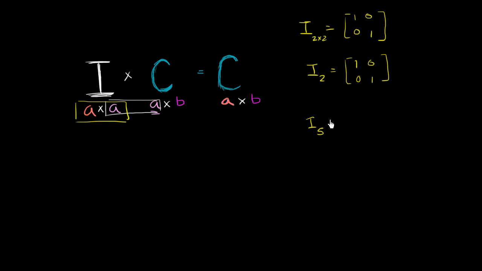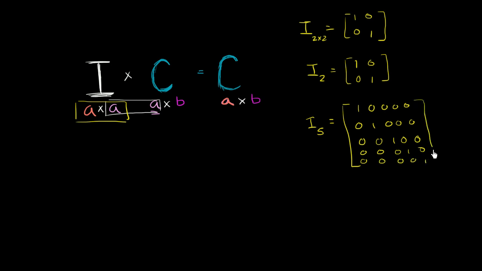I5 is going to be a 5 by 5 matrix, with ones along the diagonal and zeros everywhere else. You get the idea. The whole point here is just to realize that your identity matrix is always going to be a square matrix, and it works even when you're multiplying non-square other matrices.